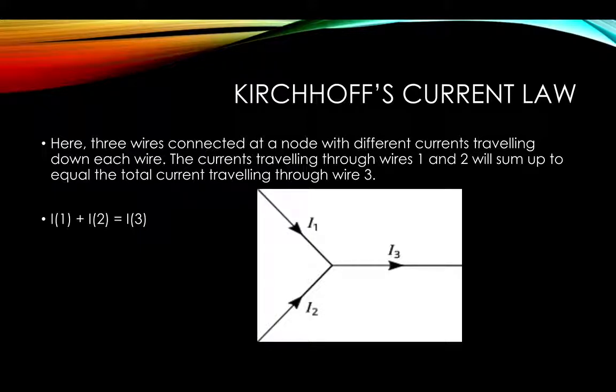This one is Kirchhoff's first law, otherwise known as Kirchhoff's current law, and it states that current flowing into a node or junction must be equal to the current flowing out of it. So here we can see that there are three wires. They are connected at a node. I1 and I2 come together at a junction, and the current traveling through the first wire and the second wire will sum up to equal the total current traveling through the third wire. And that's very important also in any electrical circuit.